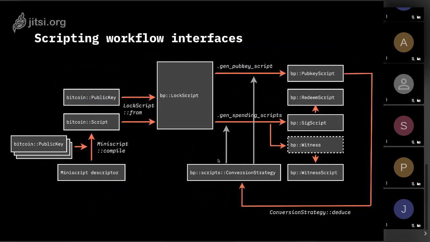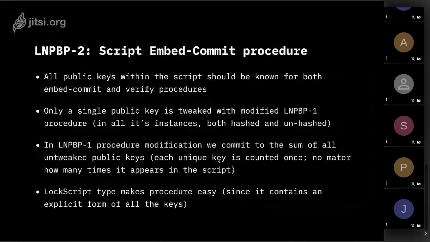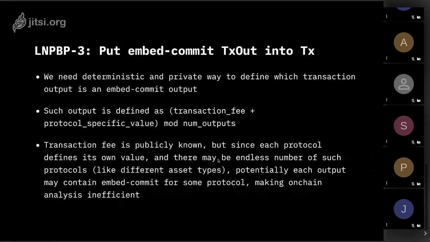This is the scripting workflow. I wouldn't go into much detail. It shows how these types are interrelated and with which procedures you can transform one type into others. And basically, we use all that for doing the LNPBP script-based embed commit procedure. The next challenge that we had for embed commit is to put this transaction output with a commitment into the transaction itself.